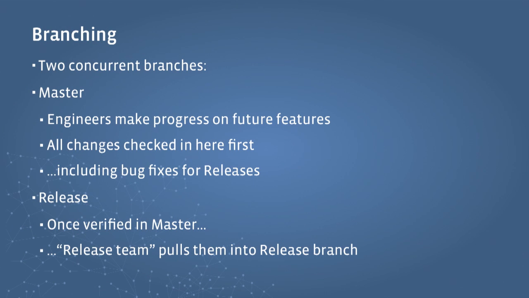So for most iOS engineers at any given time, they're worried about two branches. One is master, and the other is release. So the idea is that master is where all your stuff can go. You can check in anything there as long as it doesn't totally break the build. And then in the release, that's where we try to stabilize it.